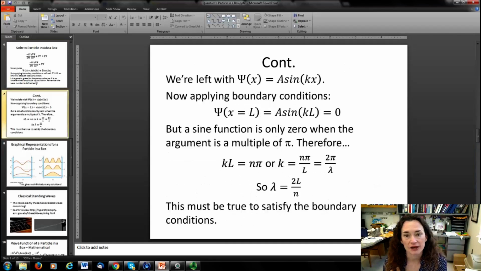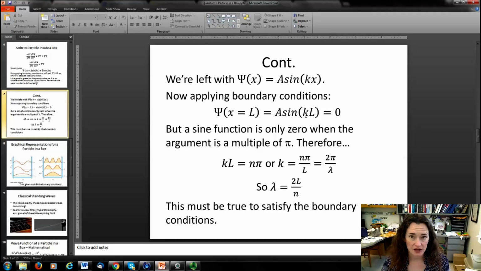All right, now let's plug in to our solution that's remaining. Psi of x is equal to a sine of kx, and let's plug in for the remaining boundary condition, and that boundary condition is x equal to L. So we know that at the boundary x equal to L, psi has to be equal to 0. So we have a times sine of kL equals 0. Now we could say that a is equal to 0 too, but that would just mean that the wave function is 0, and that's not very interesting.